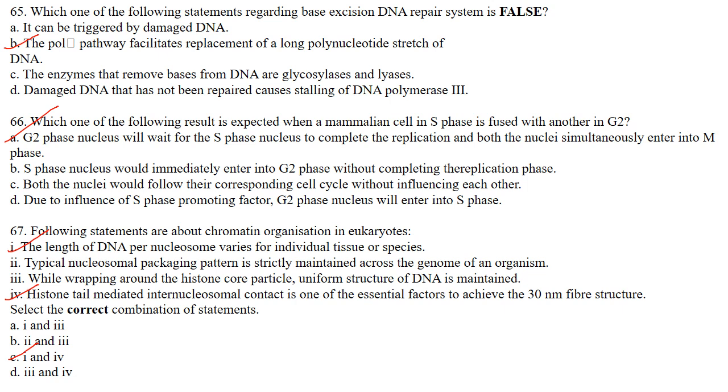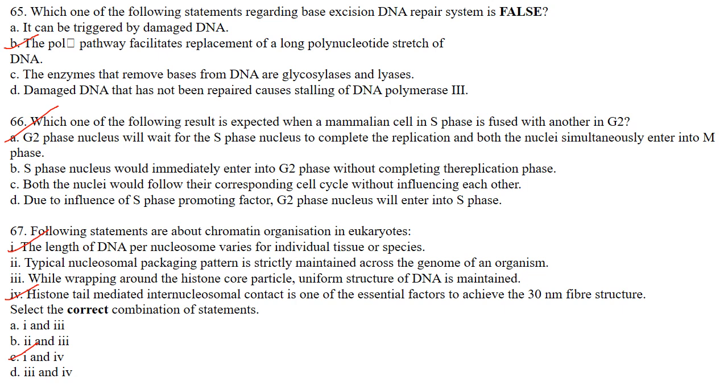Following statements are about chromatin organization in eukaryotes. The length of DNA per nucleosome varies for individual tissues or species. Typical nucleosomal packaging pattern is strictly maintained across the genome of an organism. While wrapping around the histone core particles, uniform structure of DNA is maintained. Histone tail mediated internucleosomal contact is one of the essential factors to achieve the 30 nanometer fiber structure. So, select the correct combination of statements.